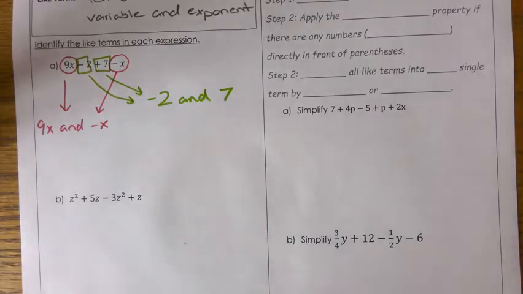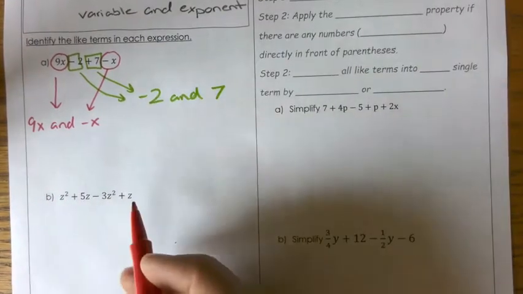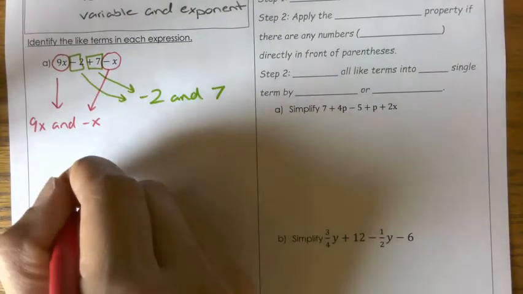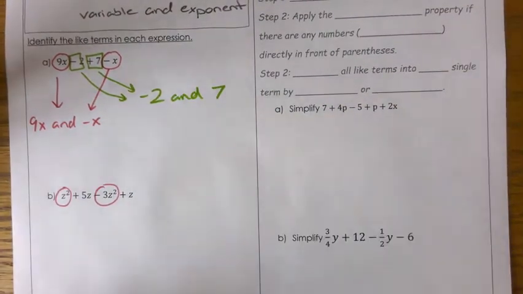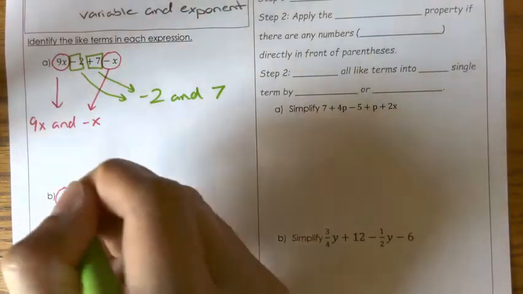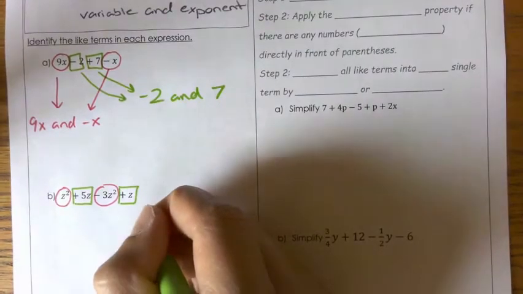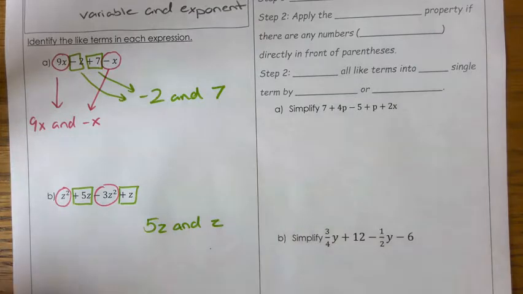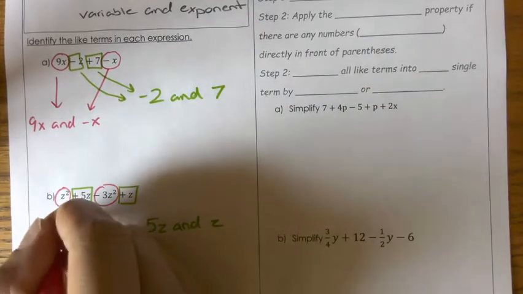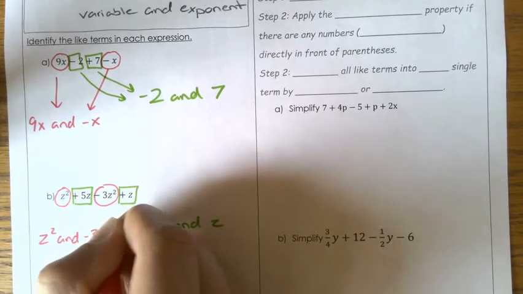Okay, let's see how you did. So this one we have exponents, but we have a z squared here and then a z squared over here. So those are like terms. Make sure it's a negative 3z squared. And then we also have terms that just have a plain z, positive z and positive 5z. So our like terms are 5z and z, and the other one is z squared and negative 3z squared.